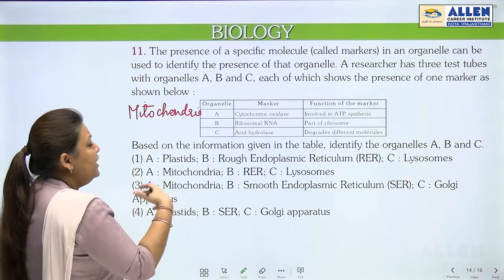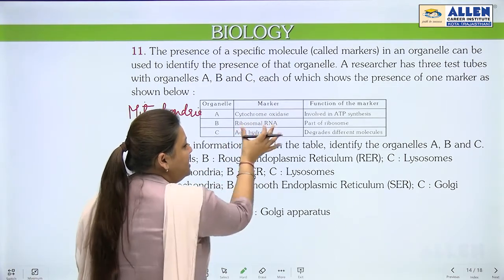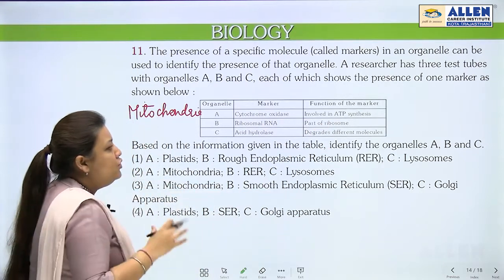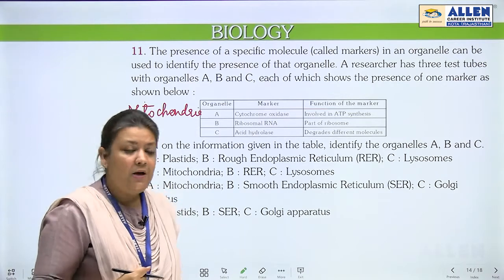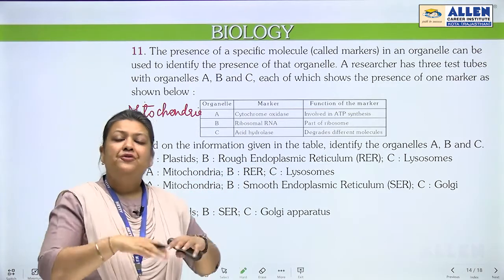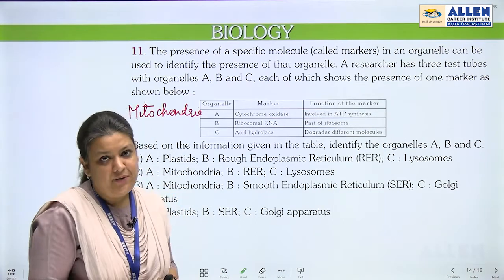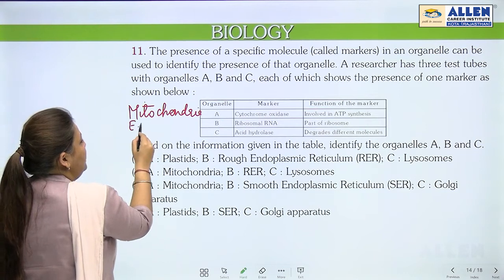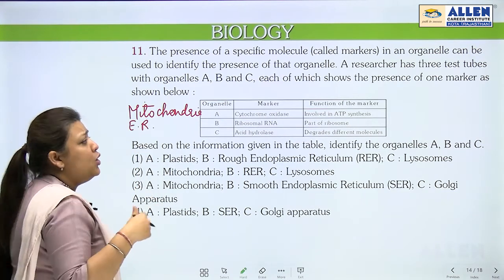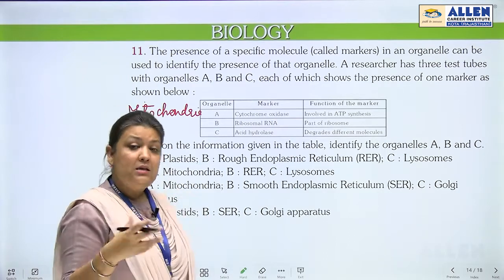Is it clear? Moving on to the next specific molecule, ribosomal RNA, and these are part of the ribosome. As you know, ribosome is composed of what? That is rRNA and protein. Clear? And these are found in the free form in the cytoplasm or in the bound form over the endoplasmic reticulum. So this belongs to which cell organelle? That is endoplasmic reticulum. These are also found in the mitochondria, in the chloroplast, and in the cytoplasm also.